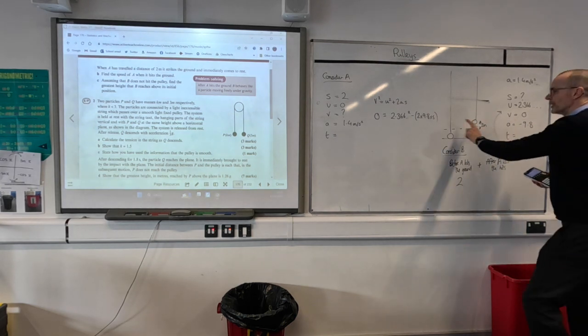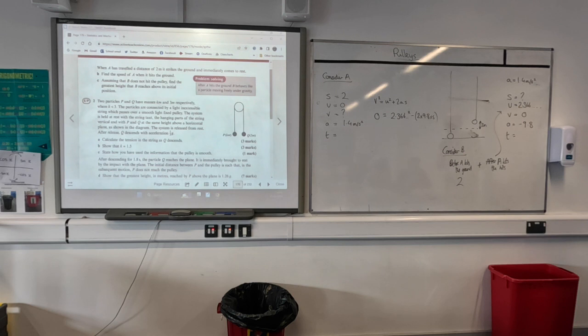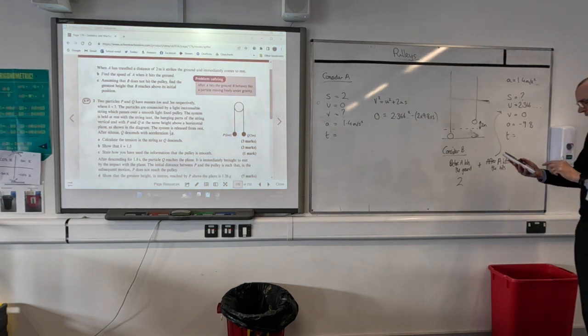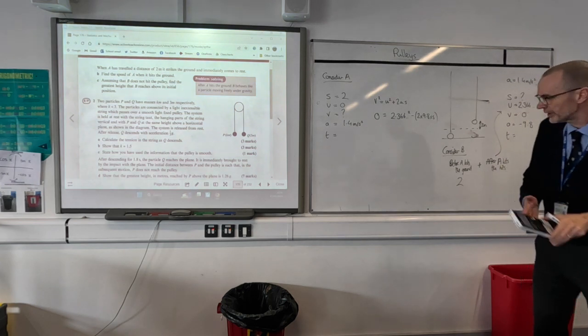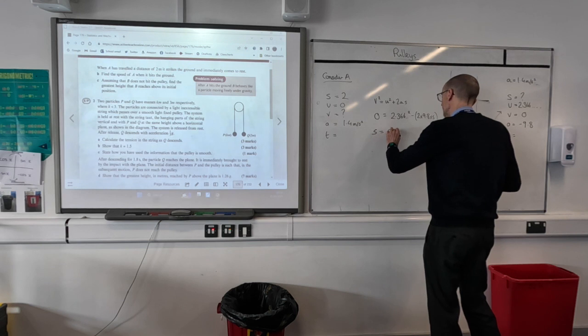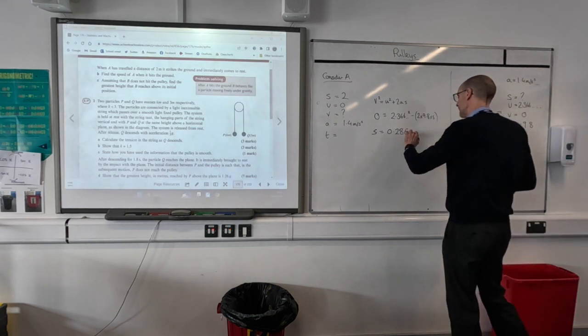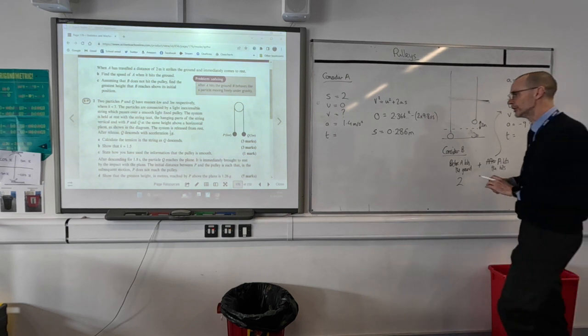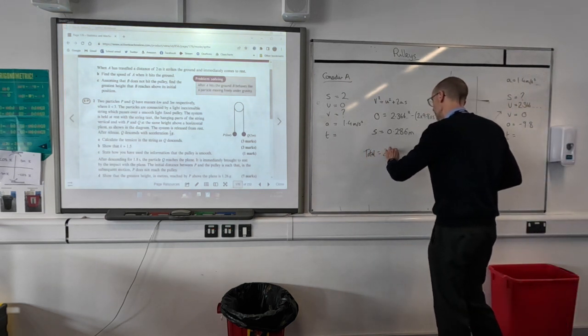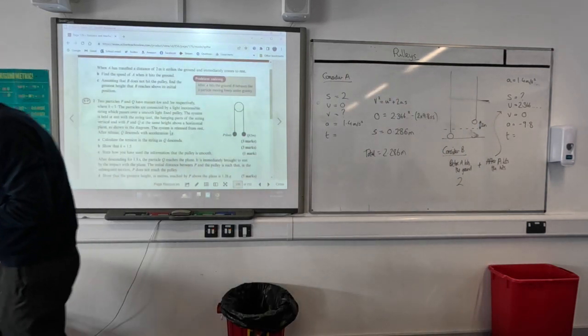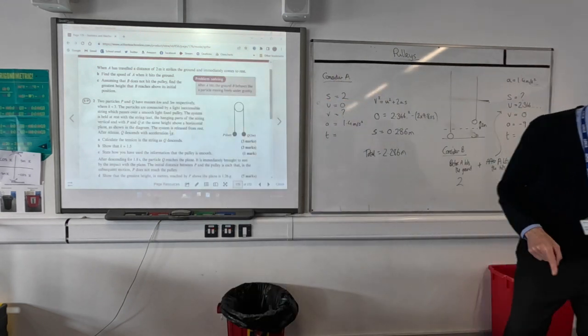Because I've done 9.8 as negative, I've got that. So I'm going to do my stored value squared, which of course I just square rooted, hadn't I? So let's save that. And I'm going to divide that by 2 times 9.8, which gives me 0.2857, so that's 0.286. Add that to 2 and the total distance is 2.286 meters, which of course we should round to 2.29 if we're going to 3 significant figures.